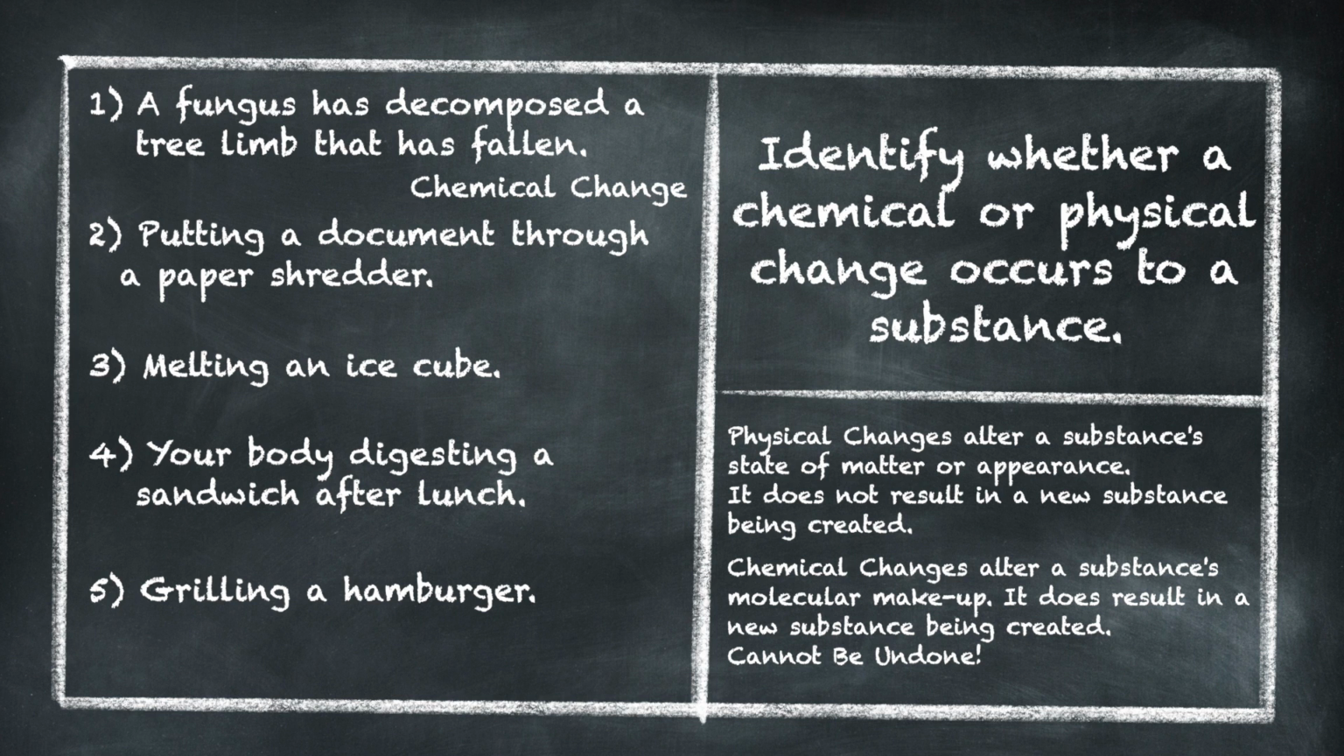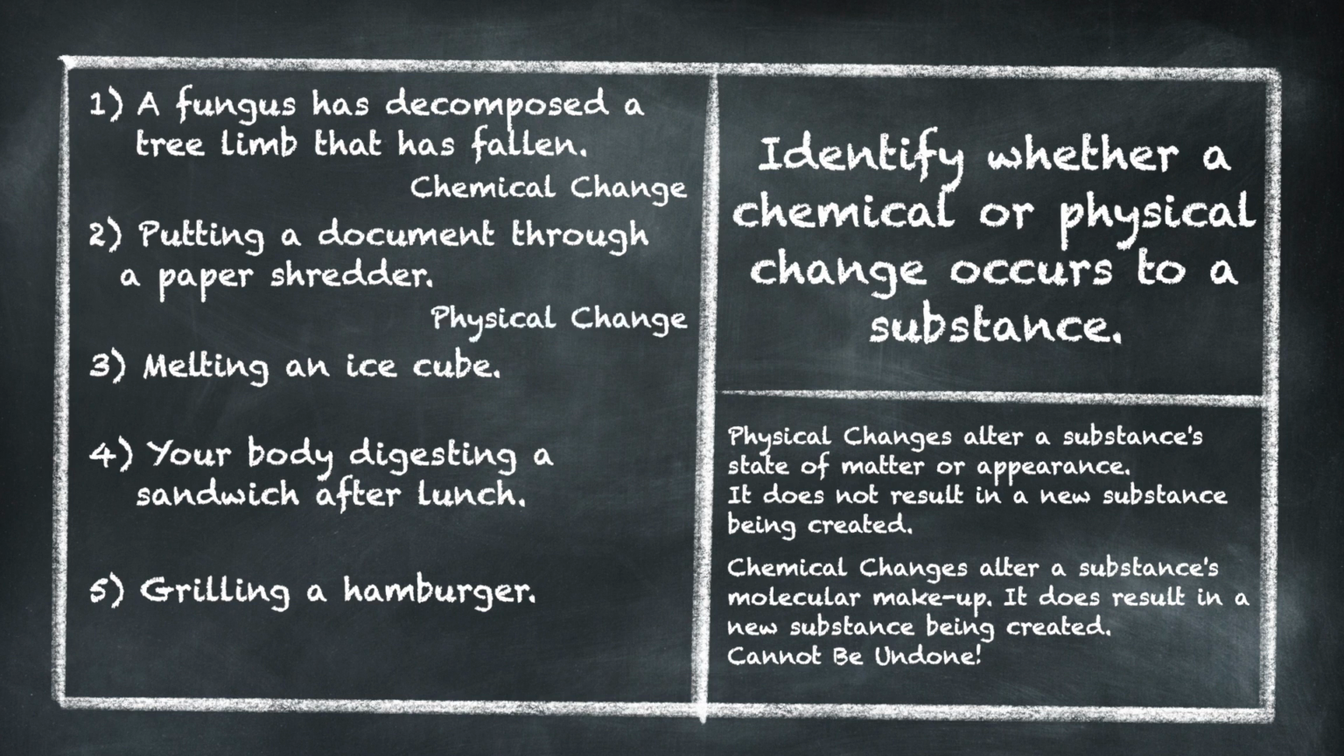Number 2, putting a document through a paper shredder. When you shred paper, you cut it apart. Yes, the paper looks different and is altered by being shredded, but it does not change the chemical makeup of that paper. With a great deal of effort, we could piece all those shreds of paper together to make that document back. Because this can be reversed, it is going to be considered a physical change.